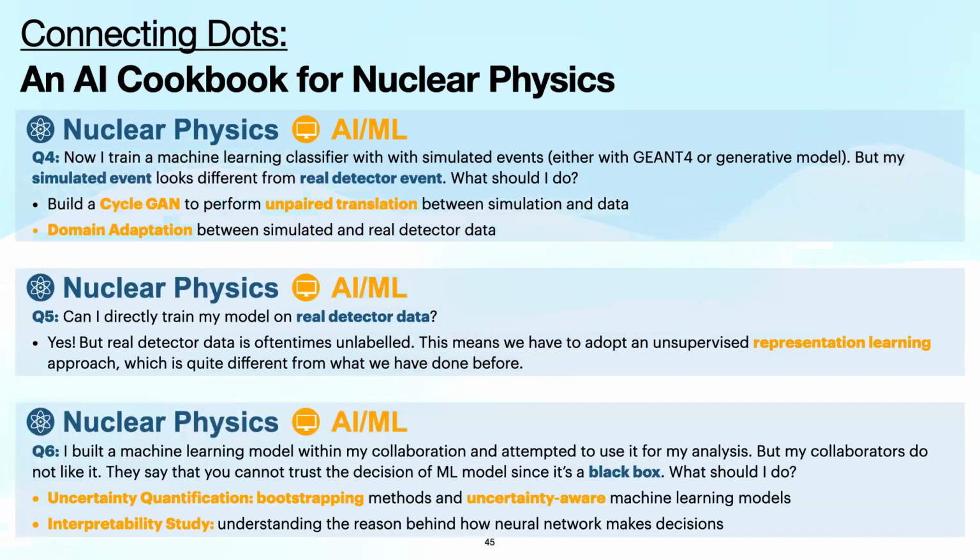Lastly, I discussed what you should do if your collaborator is not happy with the machine learning model you built. First, you should perform some uncertainty quantification of your model, and then you should conduct an interpretability study to understand the mechanism behind the machine learning model that drives it to make its decision.